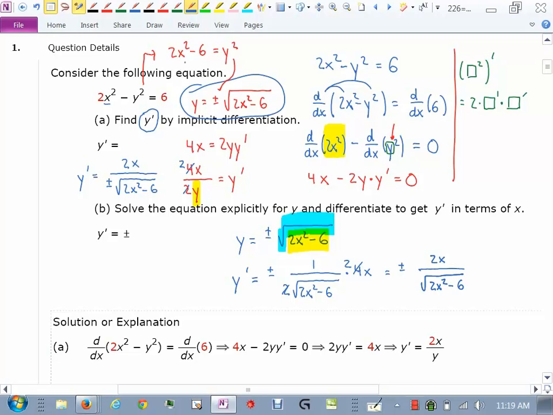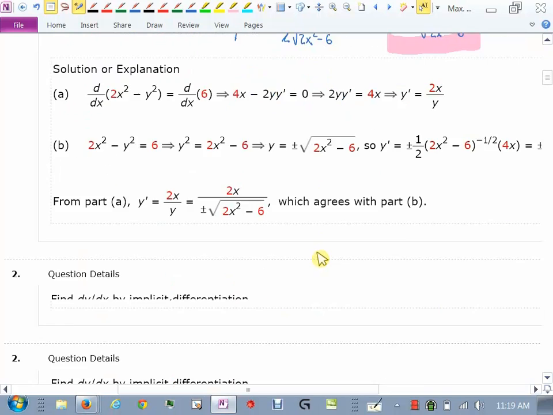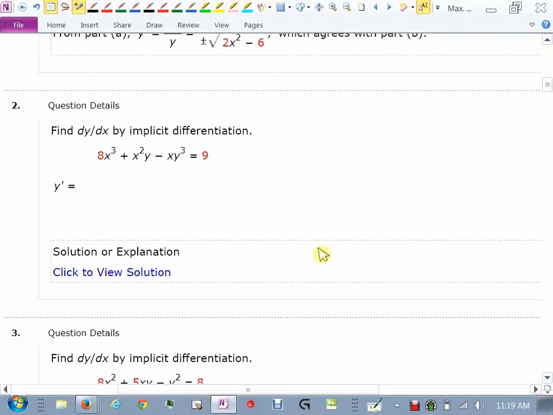And you can see here that the answers match. Either way you do it, you get the same result. So that's just to show you in that problem that either way you do it, you'll get the same answer. Now you do have to be careful because sometimes you cannot solve for y, so you couldn't check it this way. All right, let's take a look at this one here.